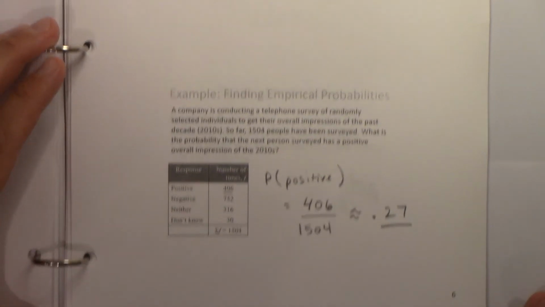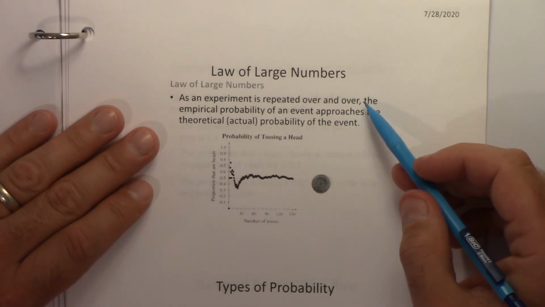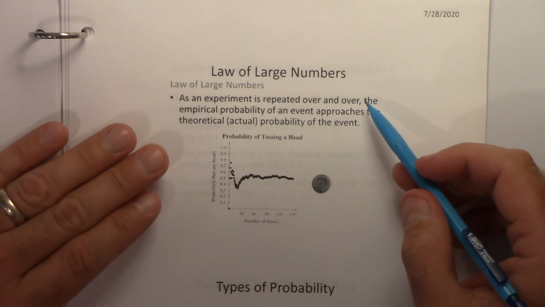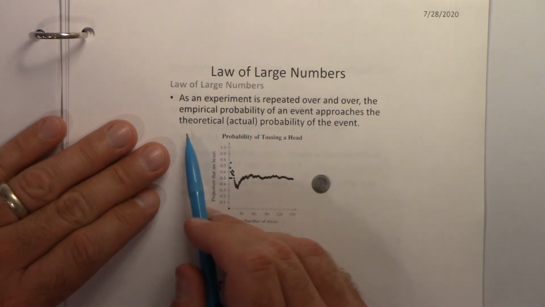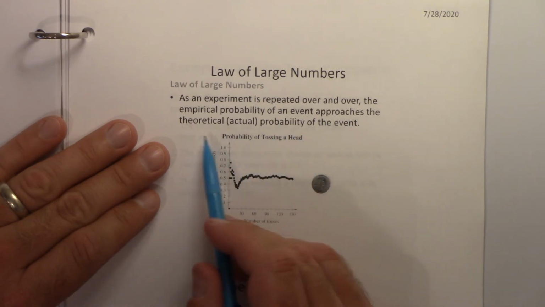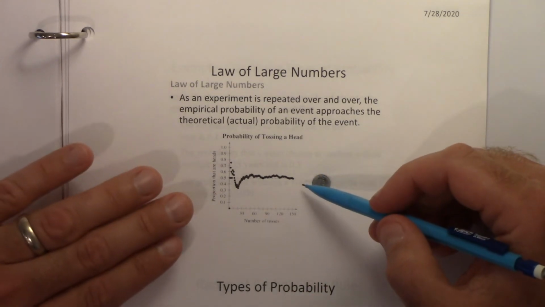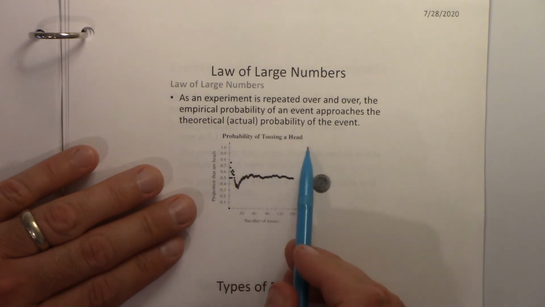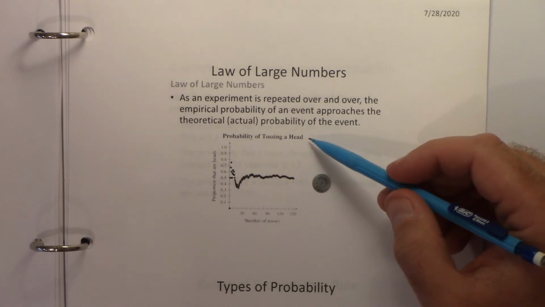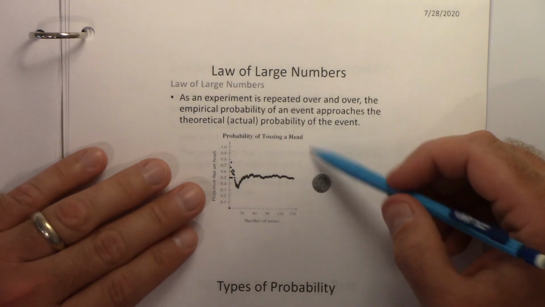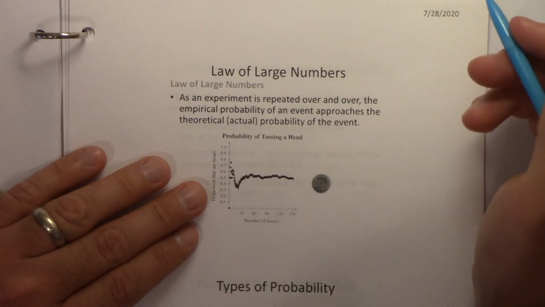Now, one thing that's important to understand with empirical probability is a concept called the law of large numbers. What this tells us is that as an experiment is repeated over and over, the empirical probability of an event will approach the theoretical or actual probability of the event. And a classic example of this is simply using the probability of tossing a head. If you're tossing a coin, what's the probability of tossing heads? Well, we know theoretically that should be 50%, right? Half the coin tosses should be heads, half those coin tosses should be tails.